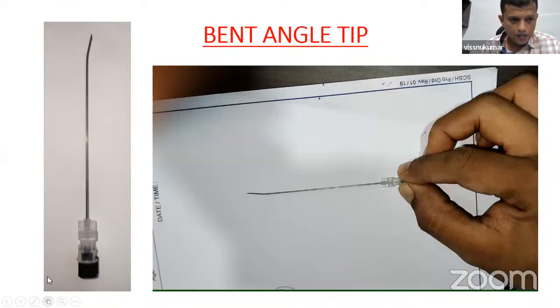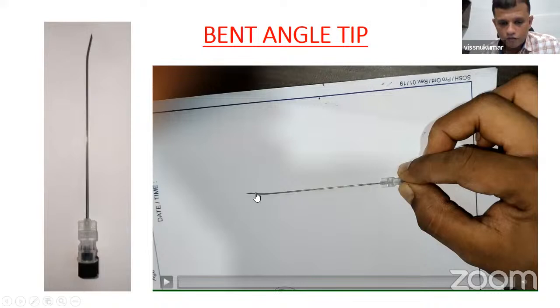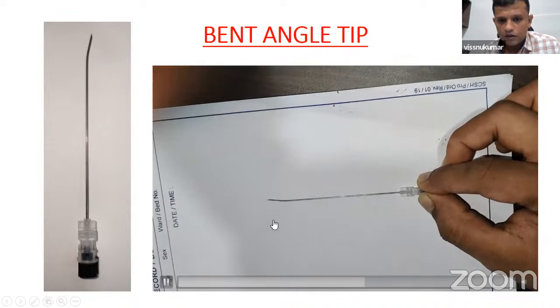Okay, so why am I bending this needle? Because that is going to help in my navigation. The tip usually directs my needle. So if I'm keeping my tip in this direction above, as I push, my needle will go up. You can see, as I push inside the body, my needle will go up. And as I come down, it will come up. So this will help me navigate where I should go.